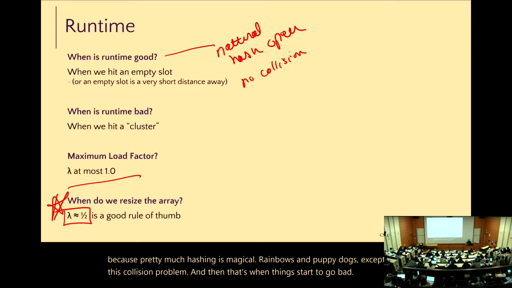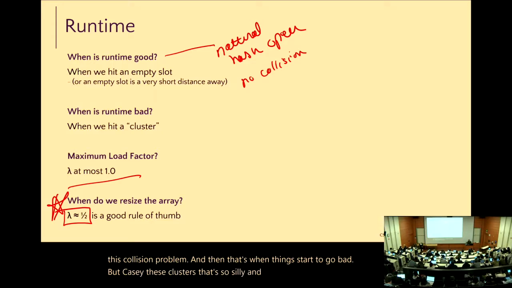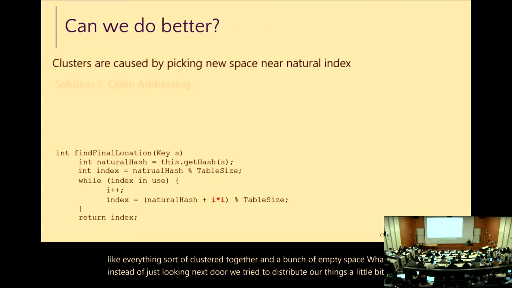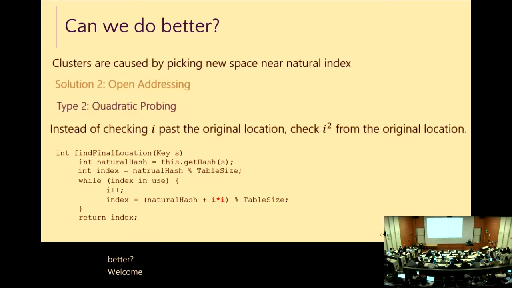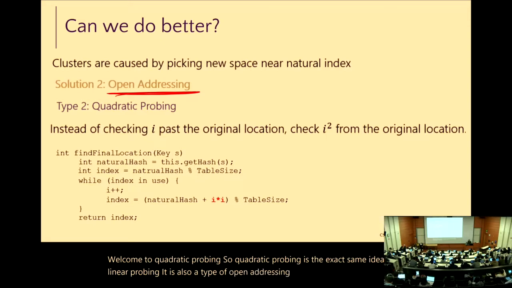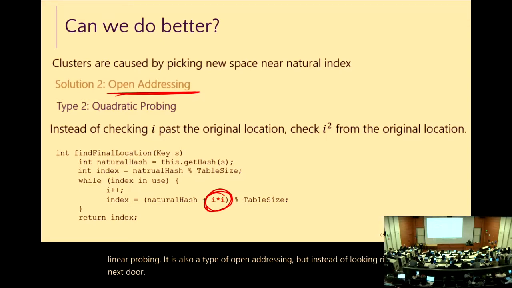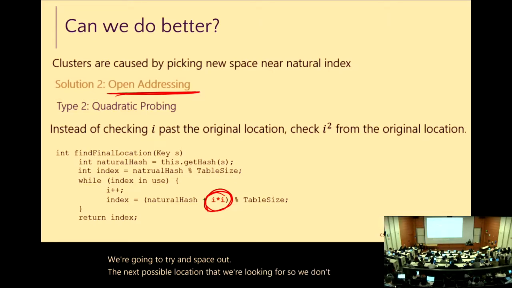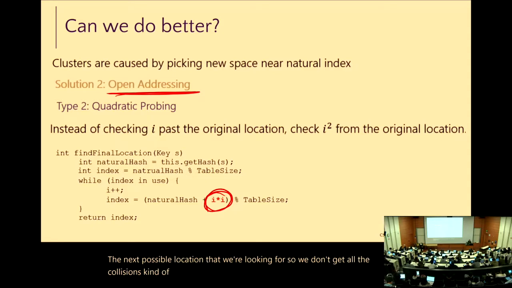Oh, but Casey, these clusters, that's so silly, and then we have all this empty space. Like we saw in that last one, it seems like we have everything clustered together in a bunch of empty space. What if instead of just looking next door, we tried to distribute our things a little bit better? Welcome to quadratic probing. Quadratic probing is the exact same idea as linear probing. It is also a type of open addressing, but instead of looking right next door, we're going to try and space out the next possible location that we're looking at, so we don't get all the collisions bumping up against each other.